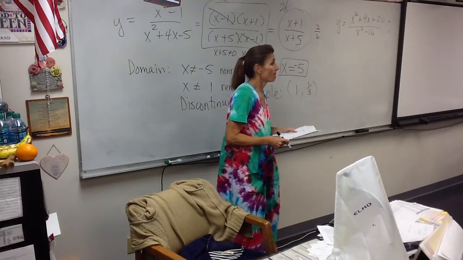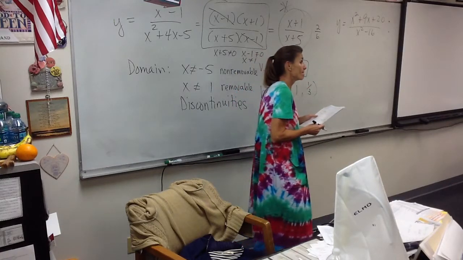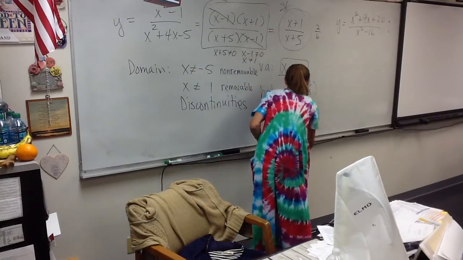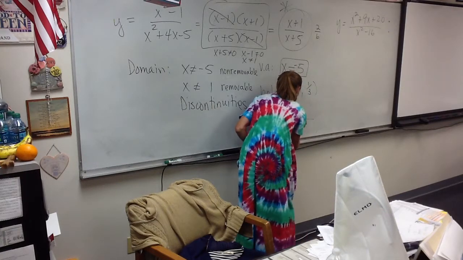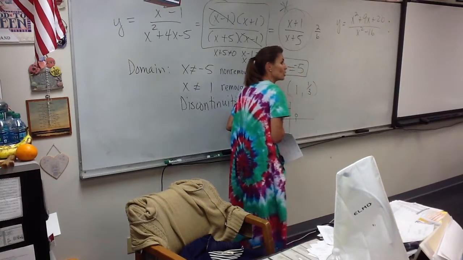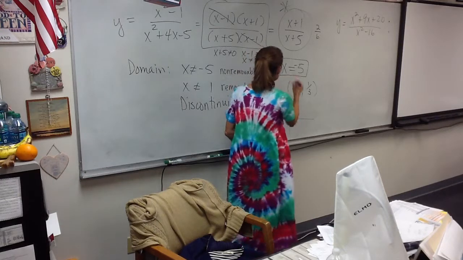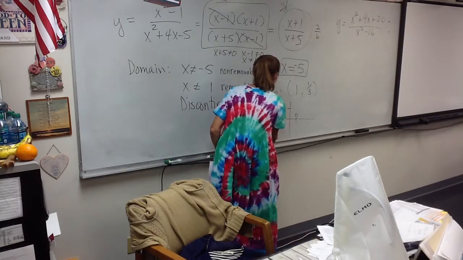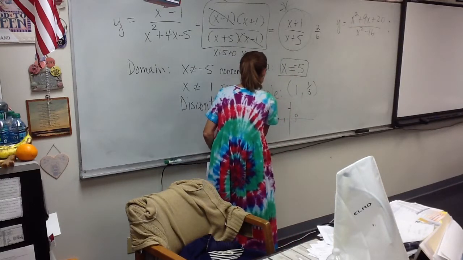When we literally draw a hole at 1, I didn't graph it. Yeah, you would have 1, 1/3, and you would have just an open circle there, in addition to your asymptote that's back here at x equals -5.